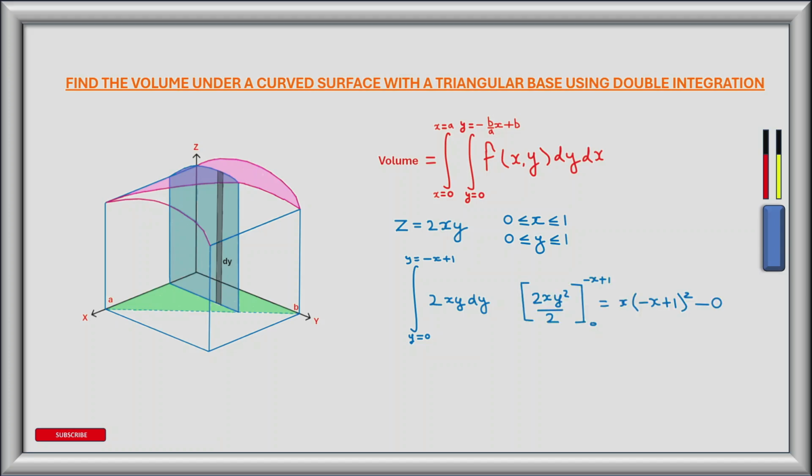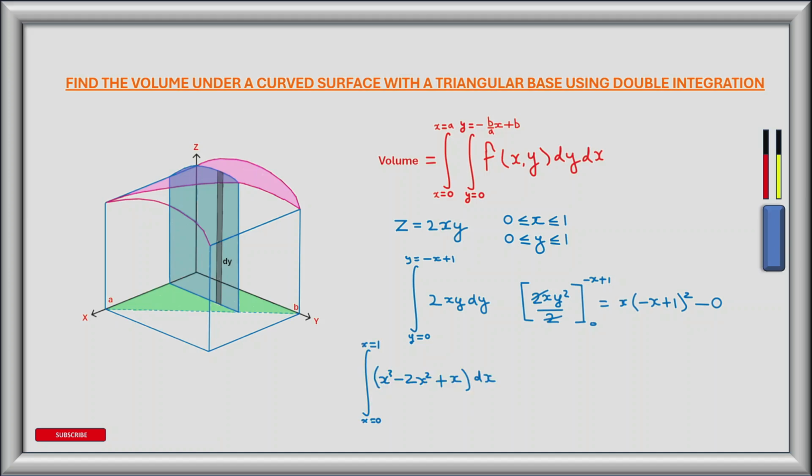So if we integrate this, we get 2xy squared divided by 2, and the upper limit is minus x plus 1 and the lower limit is 0. So we note that the 2s will cancel out, and if we put in our upper limit, we get x multiplied by (minus x plus 1) all squared, and our lower limit is minus 0.